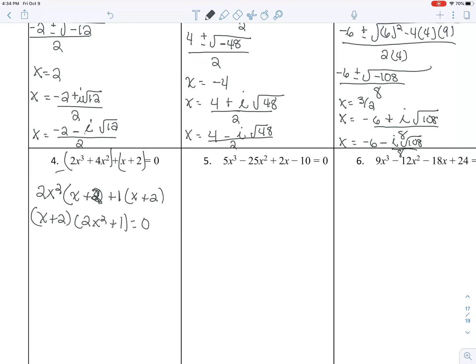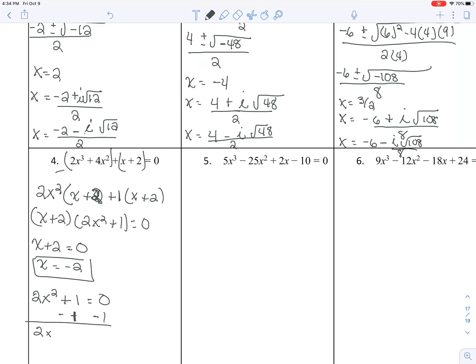And that's equal to 0. So remember, it's my factors that are equal to 0. So this first one would be x plus 2 equals 0, which gives me x is equal to -2. That's one solution. My other solution, I could use the quadratic formula on this, but that might be a little cumbersome. I could just also do 2x squared plus 1 equals 0.